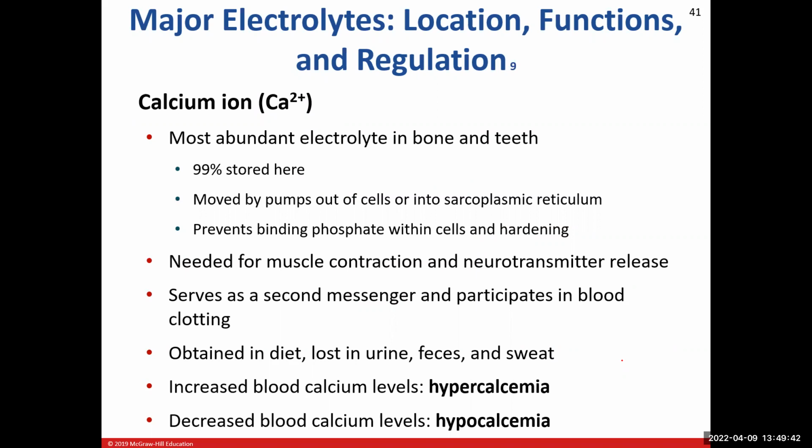All right, the next electrolyte is calcium. Calcium is very important to have in our body for several reasons. We need it for the proper function of the neuron.